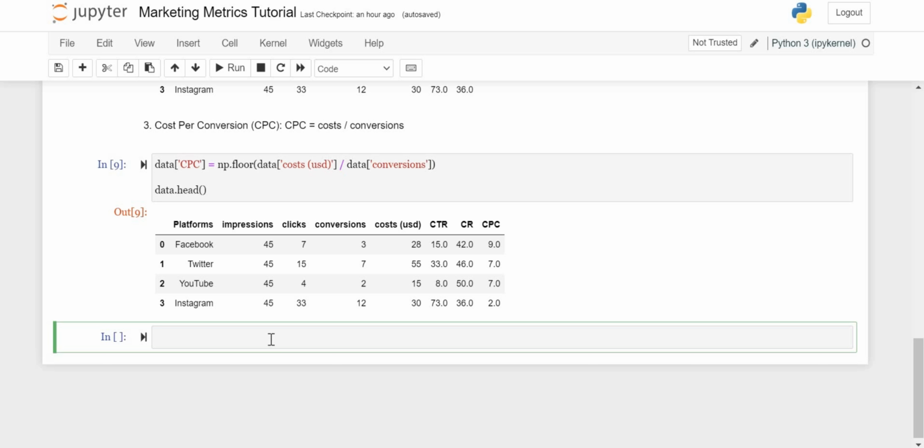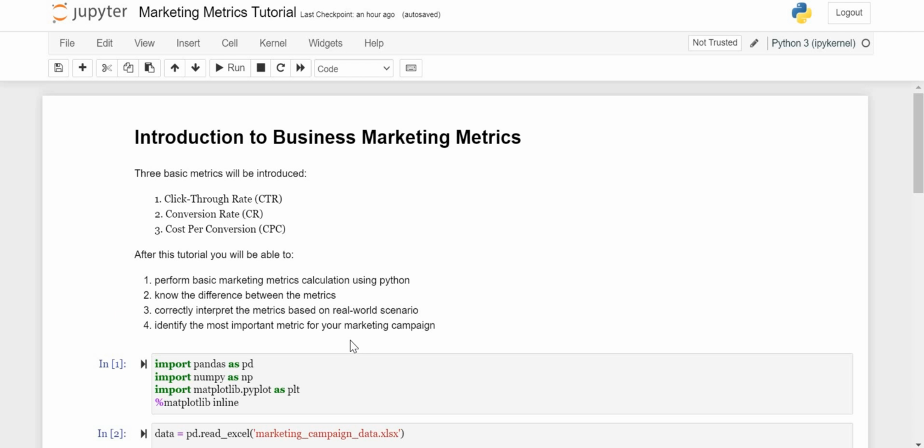But basically the goal of this tutorial is to introduce you to business marketing metrics. And I hope you've achieved the objectives that I introduced earlier. You've learned how to perform basic marketing metrics using Python. You know the difference between each of the metrics. Now you can correctly interpret the metrics based on real world scenarios. You should also be able to identify the most important metric for your marketing campaign based on the budget and goals of your marketing.